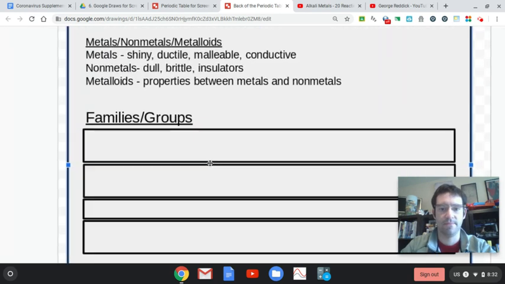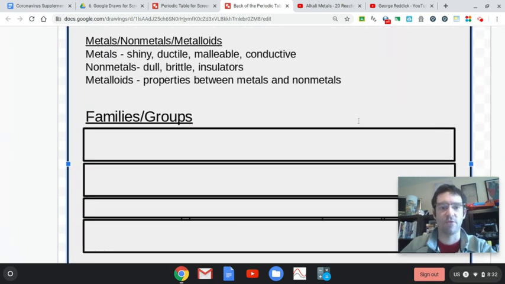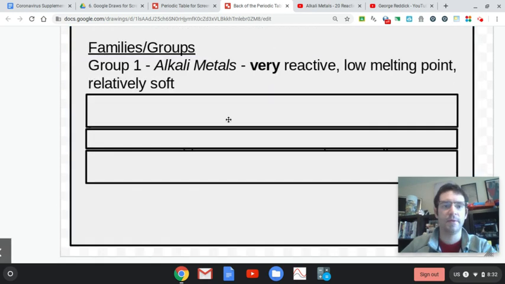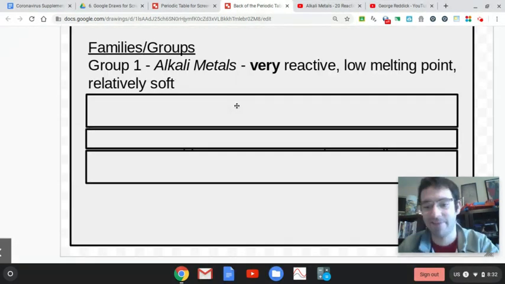Again, there are 4 families or groups we're going to talk about today. The first one was the alkali metals, group 1. They're very reactive. I'm going to attach a video to this assignment so you can see that. They tend to have a low melting point, and they're relatively soft metals. They're not like steel or iron; they're relatively soft, easy to bend and make dents in.